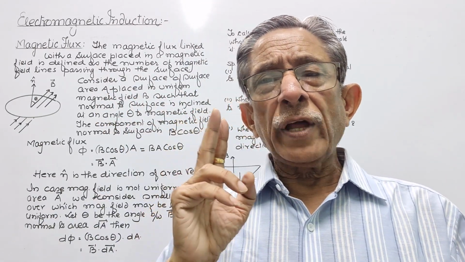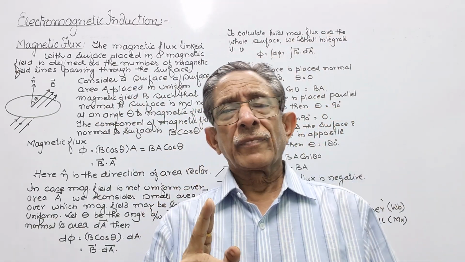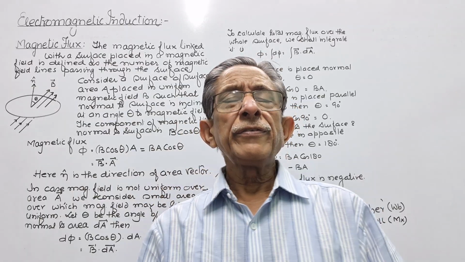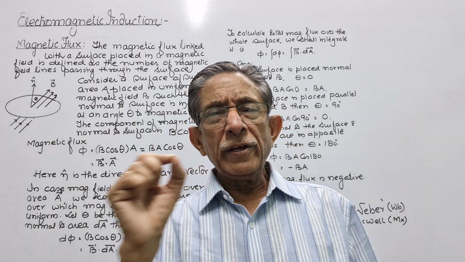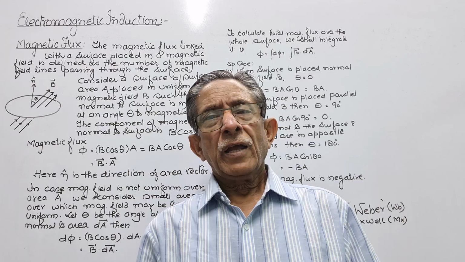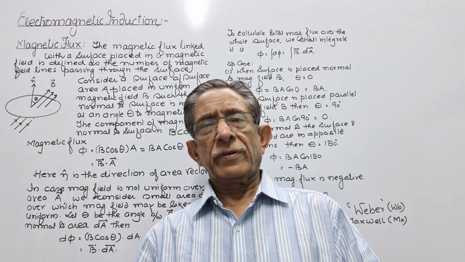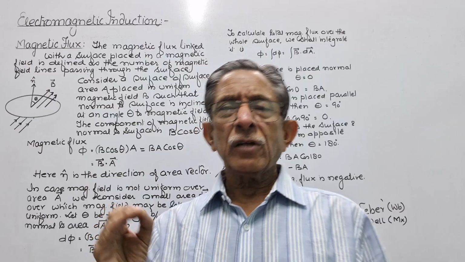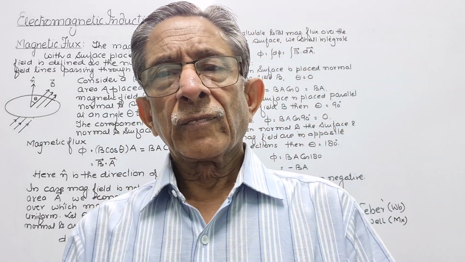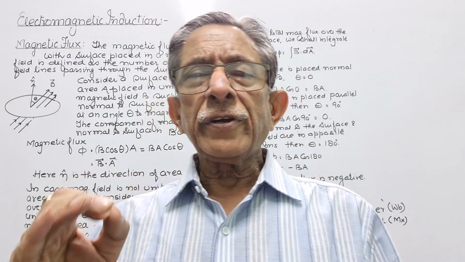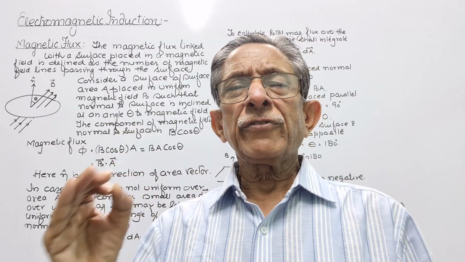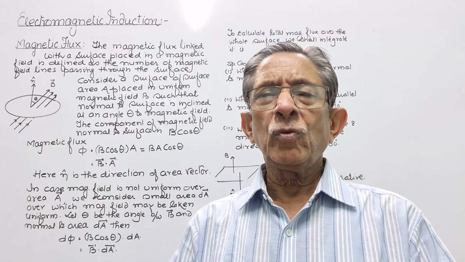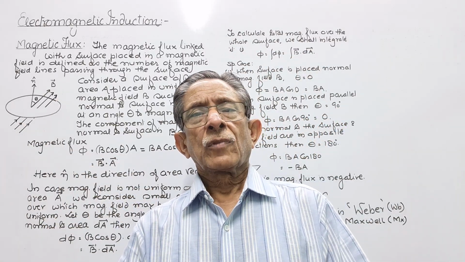I always say to you that every physical quantity has two different definitions. One is called qualitative definition and one is quantitative definition. Qualitative definition explains the physical quantity theoretically, and quantitative definition gives its numerical values or numerical operations.